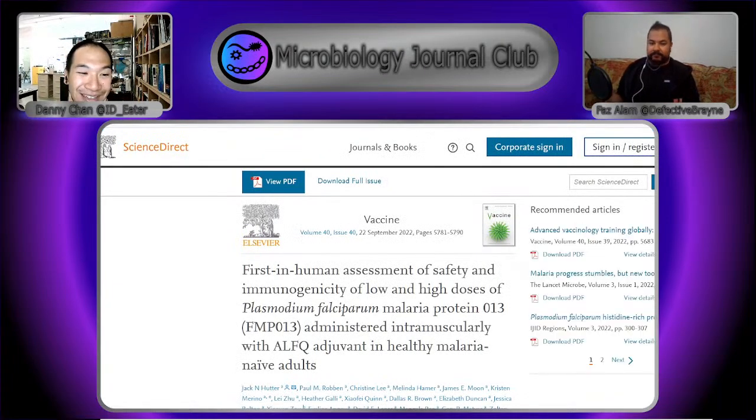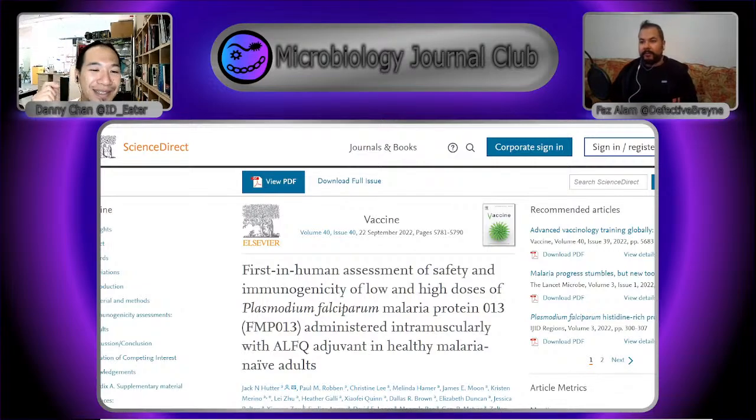So the next thing that we're going to talk about is the first-in-human assessment of safety and immunogenicity of low and high doses of Plasmodium falciparum malaria protein 013 administered intramuscularly with ALFQ adjuvant in healthy malaria-naive adults.